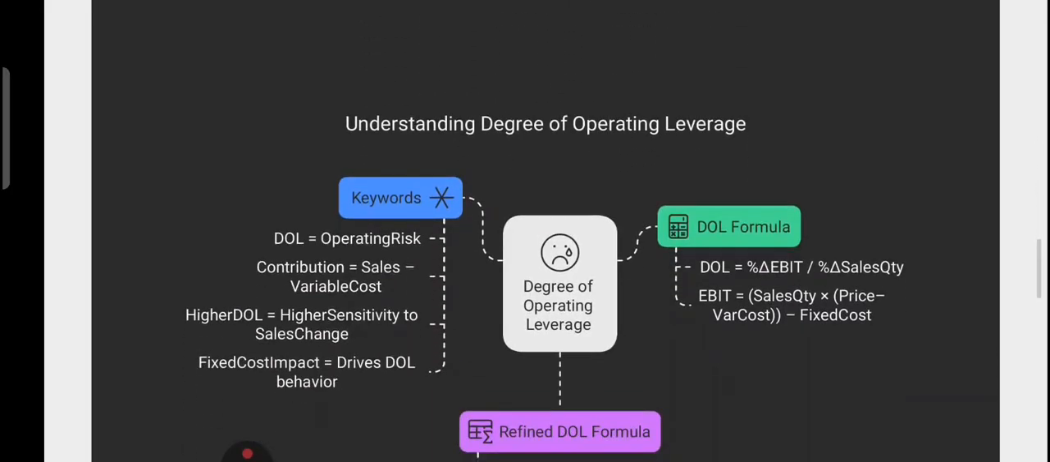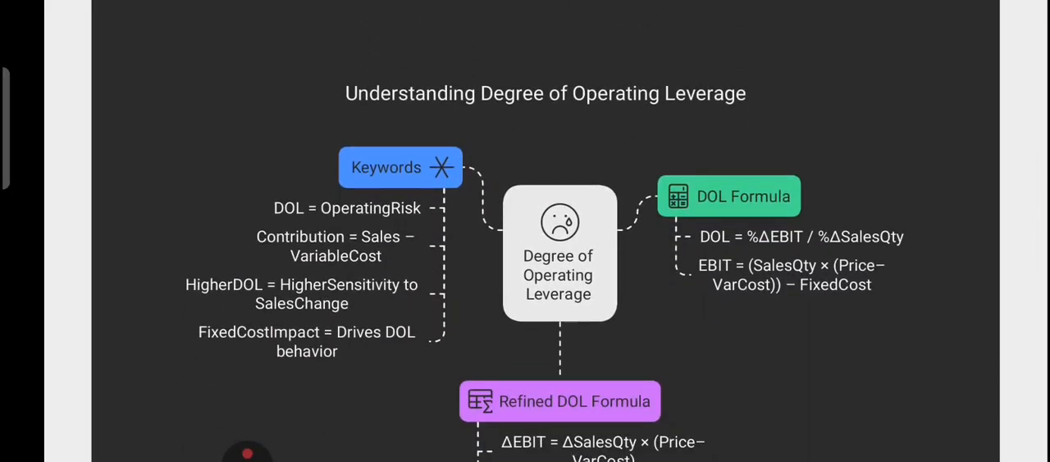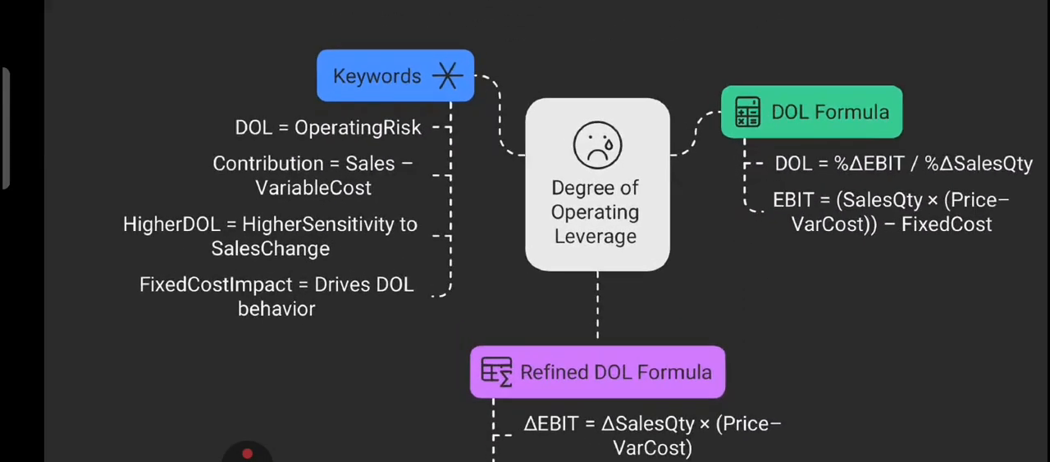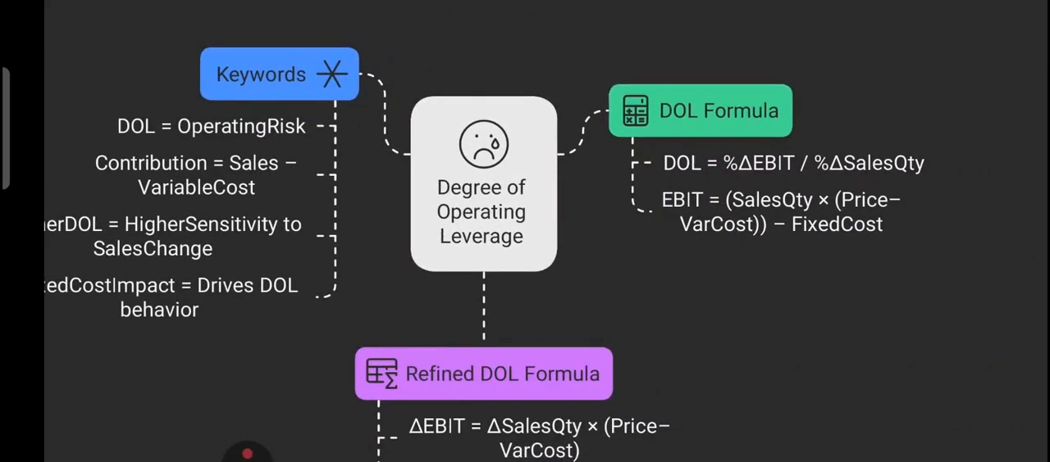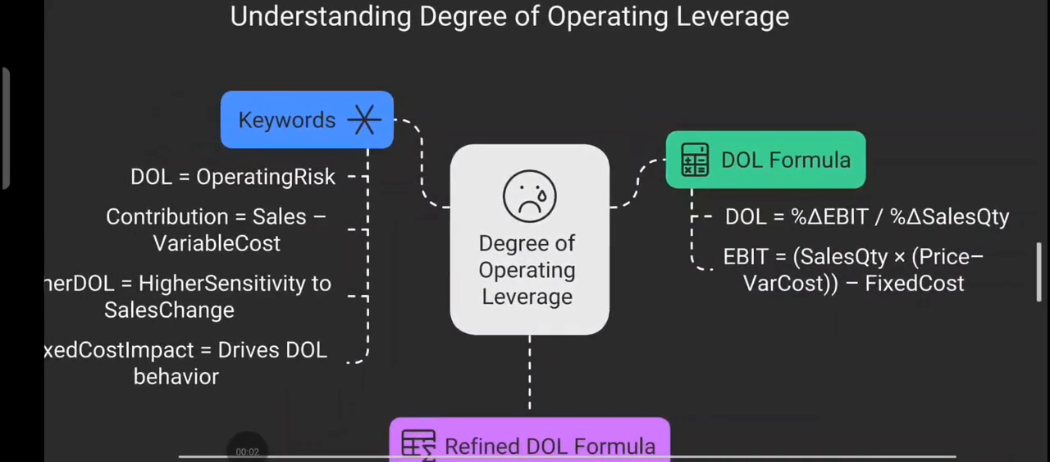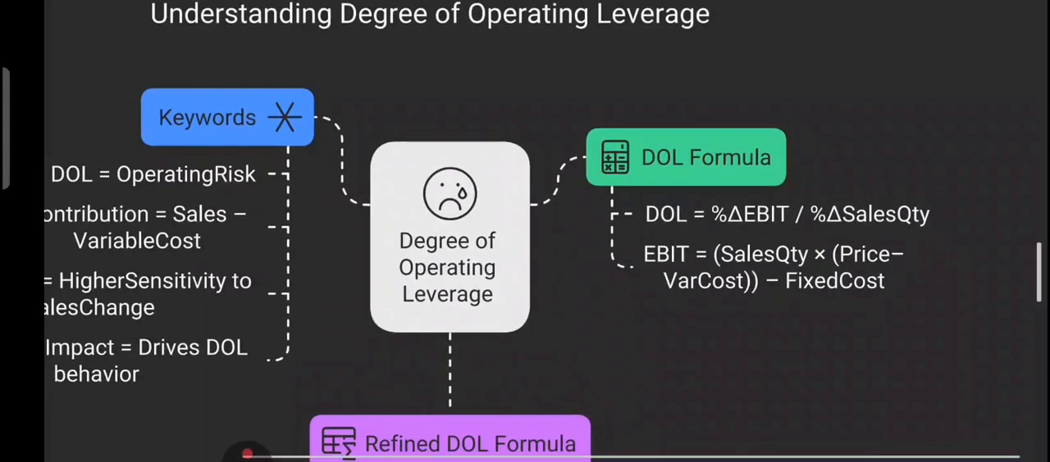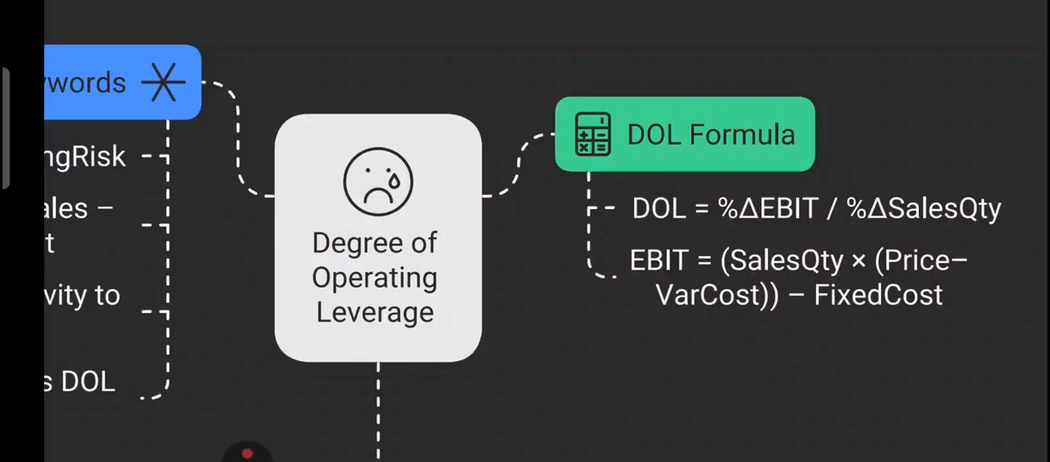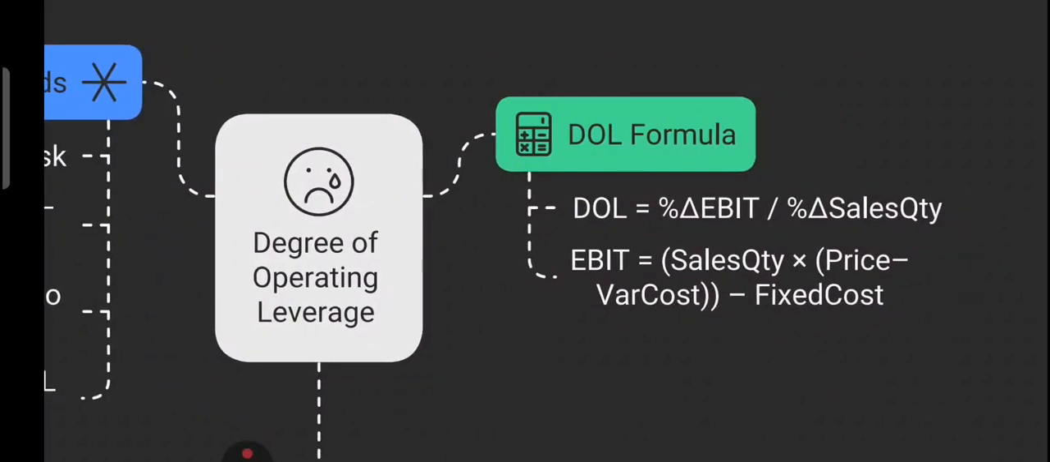Now friends, understanding DOL and DFL, we have covered completely, every aspect we have touched. So now let's understand the DOL, degree of operating leverage. Degree of operating leverage can be understood very well using this particular diagram. First of all, we will look at the formula. DOL measures how sensitive a company's operating income is. What is the meaning of a company's operating income? It means EBIT, earnings before interest and tax. DOL shows how sensitive EBIT is to the change in sales.